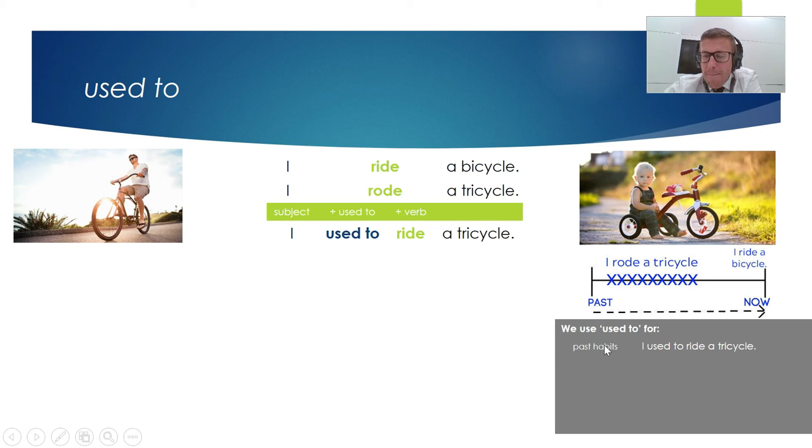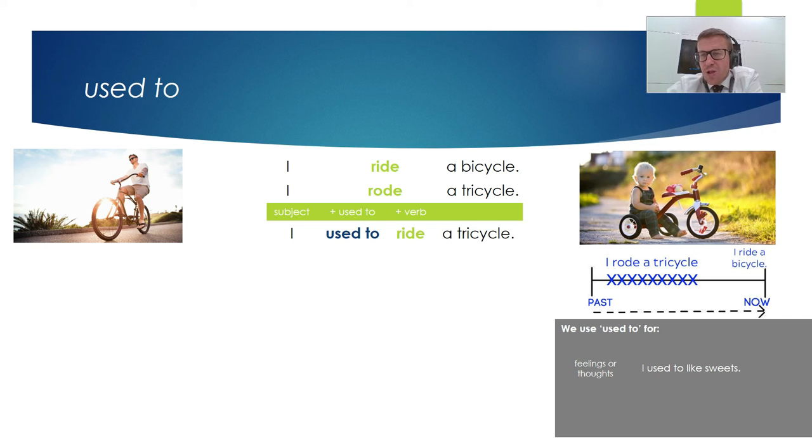Habit is something you do many times, every day, every month, every hour. We also use it to describe a feeling or a thought in the past. So I used to like sweets. We can use it for something that is not true now. I used to have a cat. So you don't have a cat now. So you're connecting the past to the present with something that is not true anymore.